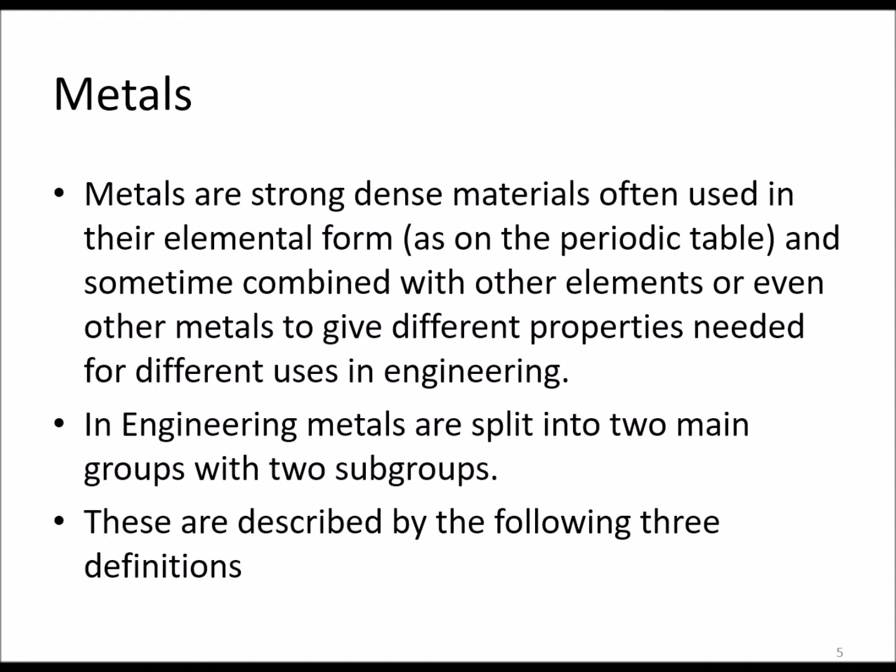That is, the same as they are on the periodic table. And sometimes they're combined with other elements or even other metals to give different properties needed for different uses in engineering. Now, in engineering, they're split into two main groups, and each of those groups is split into two smaller groups. All of these different groups are described by the following three definitions. This is how we're going to describe what sort of metal we can see in front of us.